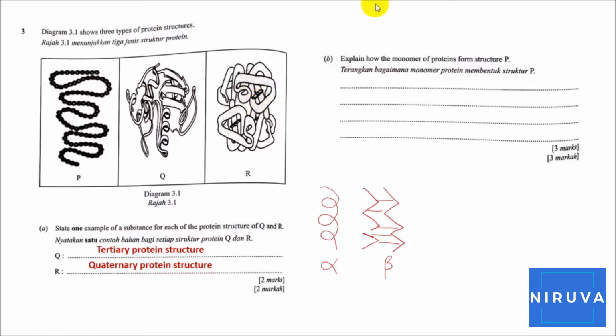Okay. And then B, explain how the monomers of proteins form structure P. So the monomer is famously known as the building block of protein, with a total of 20 amino acid monomers. It is formed through a condensation process where the amino acids combine to form a peptide bond with the release of water molecules.